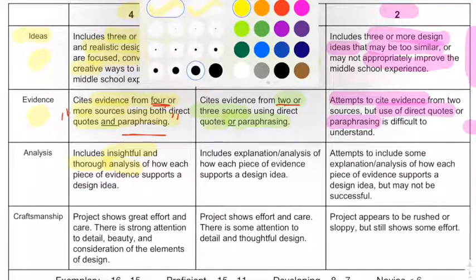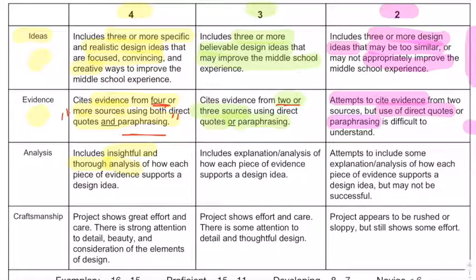To move down to a 3 if you weren't quite there for a 4, and this is a tough one for a 4, but your 3 includes maybe more of an explanation than an analysis. Again, an analysis is more critical. You're breaking apart the quote sort of step by step and talking about it. Or explanation, maybe you're using words more like this quote proves my idea is good because this. So you're still explaining it, but maybe it's just not quite at that level of analysis yet. But it still explains how the evidence itself will support the idea.